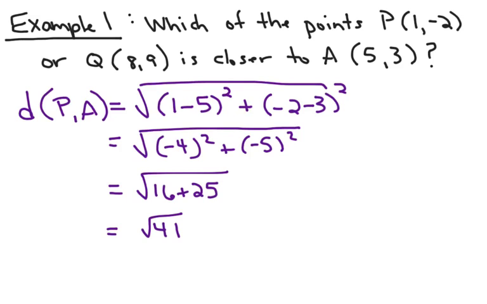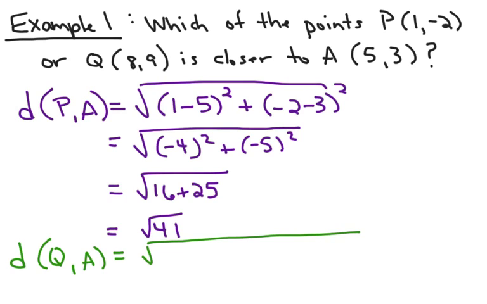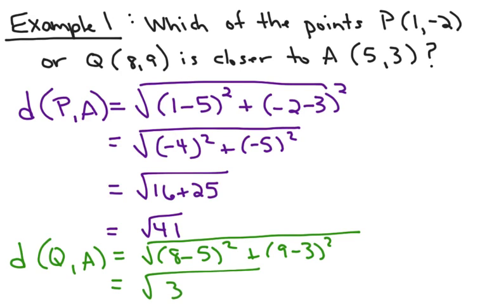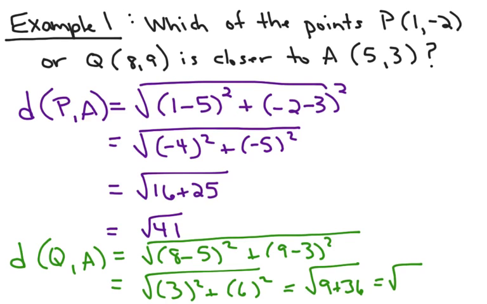Okay, so now let's try the distance from Q to A. I'm going to set it up the same way. Since I wrote Q first, I'll write the x value from Q first. So I have (8 minus 5) squared plus (9 minus 3) squared. So I have 3 squared plus 6 squared, which is 9 plus 36, which is the square root of 45.